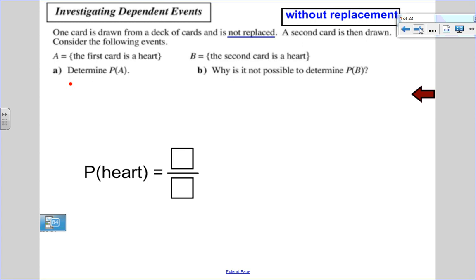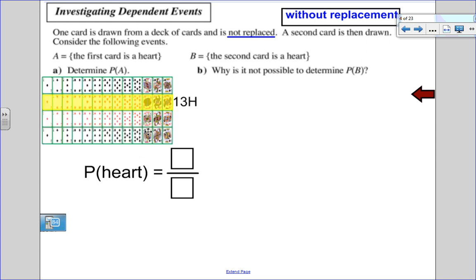Let's look at a dependent event. One card is drawn from the standard deck of cards and it is not replaced, or we word that as without replacement, and then a second card is drawn. In the first one, I want to determine the probability of A being that the first card is a heart. Again, I have a deck of cards, there are 13 hearts. So there are 13 hearts out of 52, which I put into lowest terms in my calculator, and I get that there is a 1 out of 4 chance that the first card is a heart.